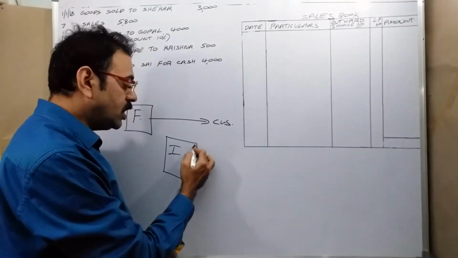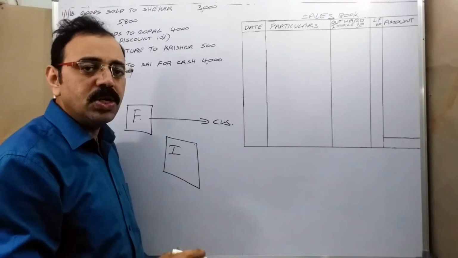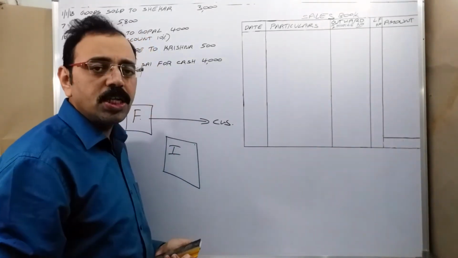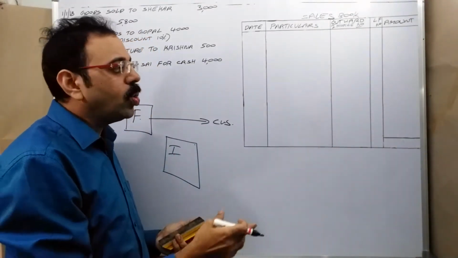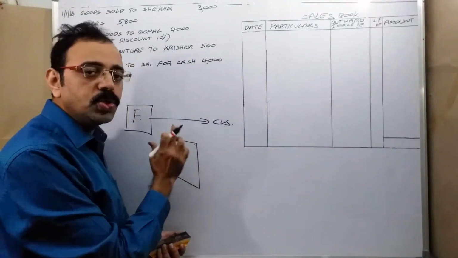And each invoice is serially numbered and dated. We preserve them and here final amount we write in sales book. And if you want to know the details of that transaction, then that particular invoice you should refer.